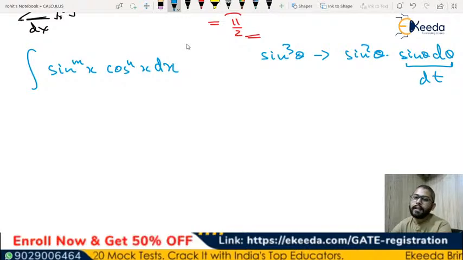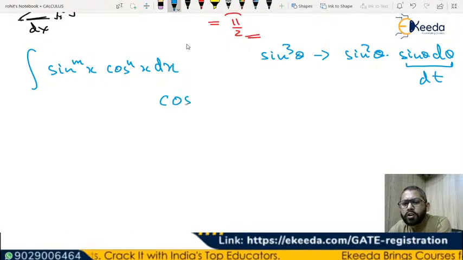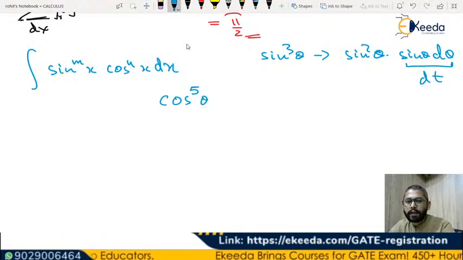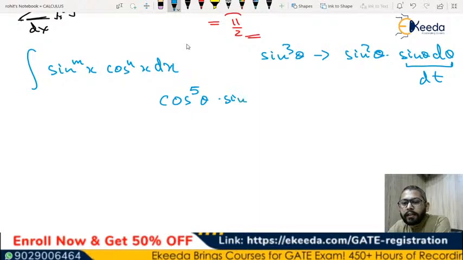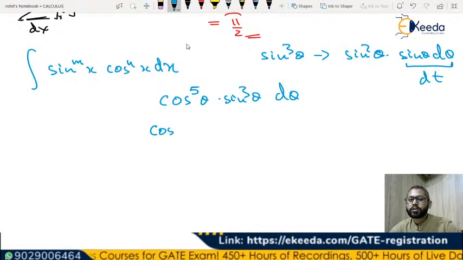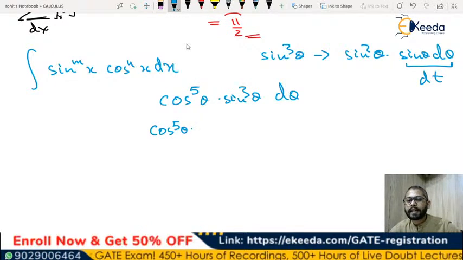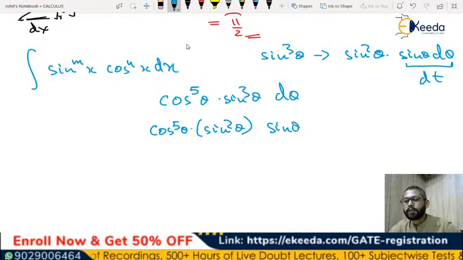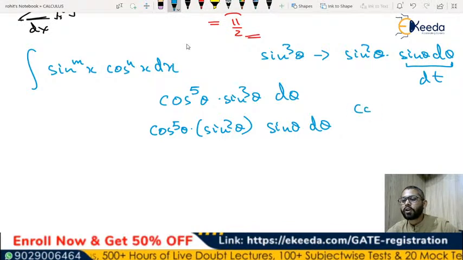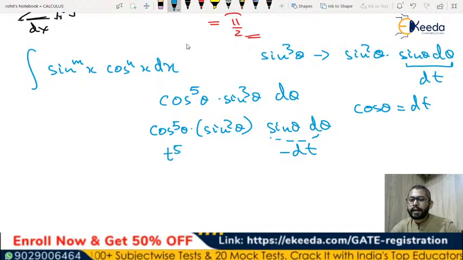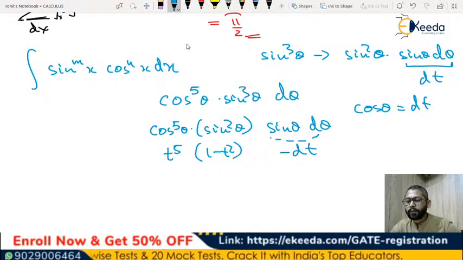In a similar fashion, if we have, let's say, cos to the power 5 theta into sine cube theta d theta, again what you can do is keep this cos 5 theta and write this sine cube as sine square theta into sine theta. And again, you can take cos theta equal to t, so that you can replace this sine theta d theta with minus dt. This will be t to the power of 5 and this will be 1 minus t square, right?